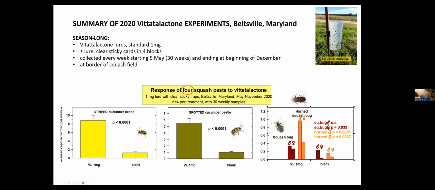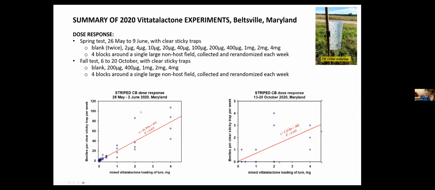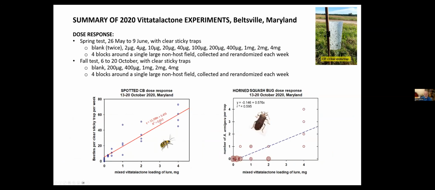And you know that the Native Americans have been raising cucurbits for a very long time. And well, you get a dose response. You expect that with the striped cucumber beetle, that's its pheromone. But we get a dose response from both sexes of the spotted cucumber beetle and both sexes of the horned squash bug, and at least the females of the regular squash bug, which is another species. And you can see there's a dose response here. Okay, that was exciting. And maybe we shouldn't have been so surprised, but man, we were excited.